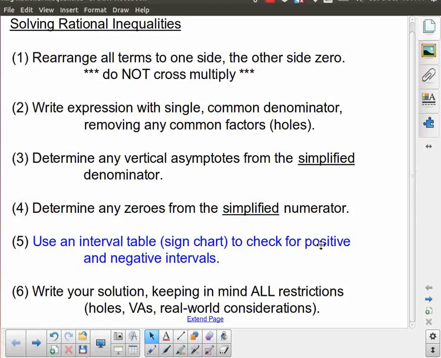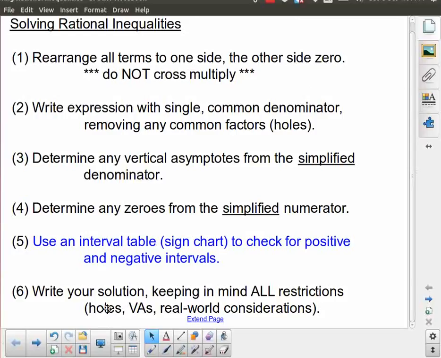Because it's an inequality, we're going to be creating an inequality that's either greater than or less than. And since we've rearranged it to be 0, for things to be greater than 0 means they're positive, for things to be less than 0 means they're negative. So what we need to then identify are the intervals where the left side is positive or negative, and we're going to compare that to our 0. And then we're going to write our solution.